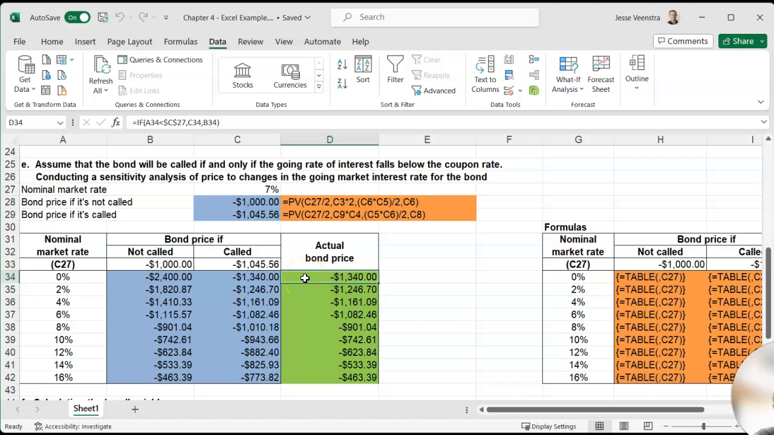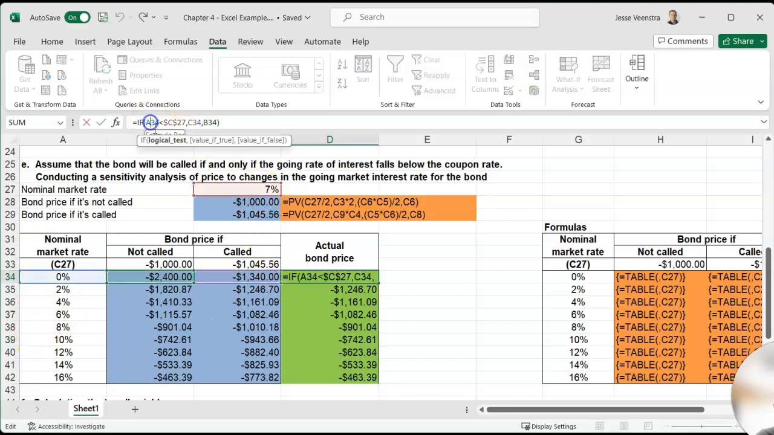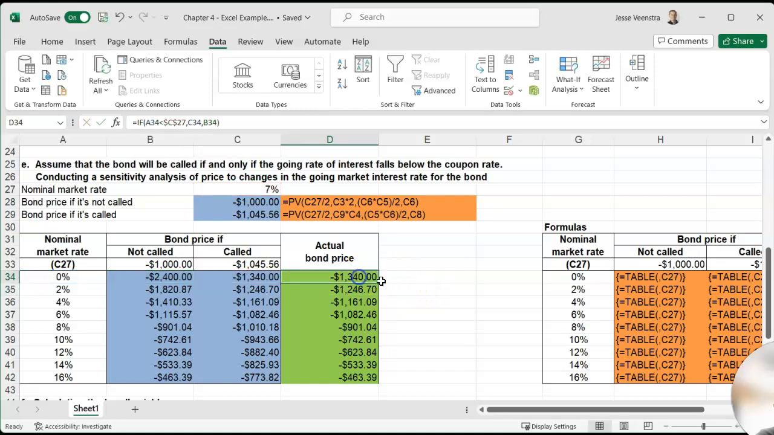Now over here in the green, I created an if function. Remember from class, if the coupon rate is higher than the market rate, the bond will be called. And our market rate is 7%. So if A34, our interest rate, is less than our market rate, 7%, the bond will be called. If it's not, the bond will not be called. And I fill that in all the way down, and that is the information needed for this particular Excel assignment.